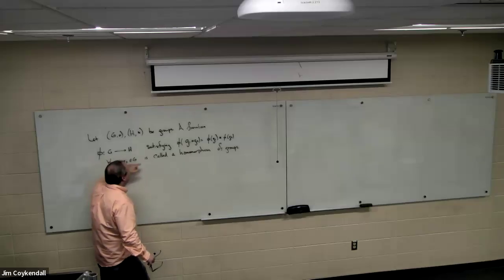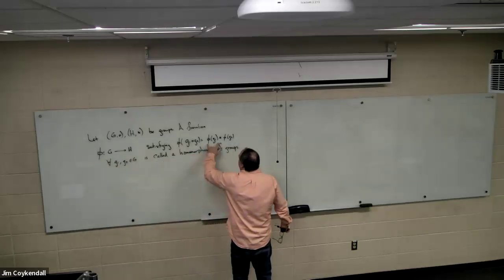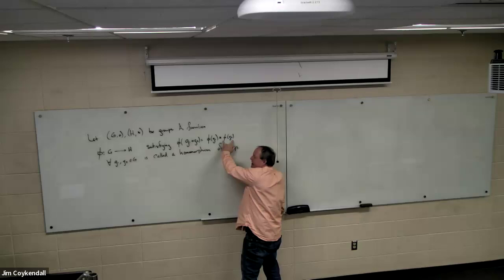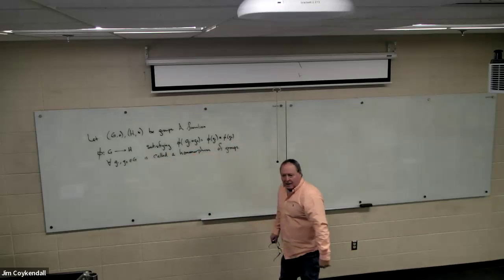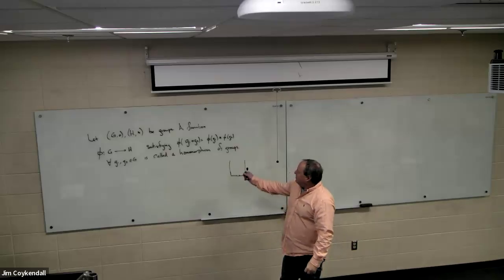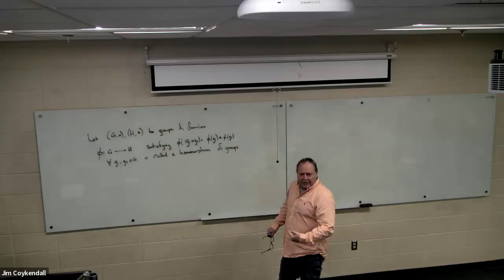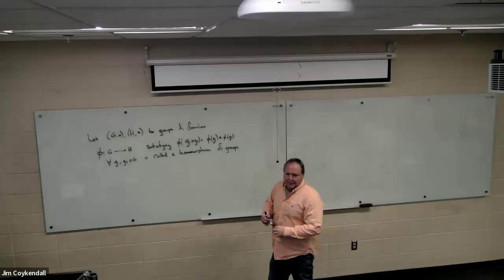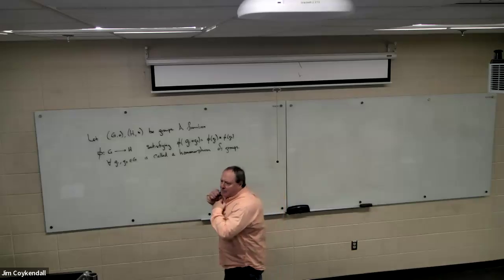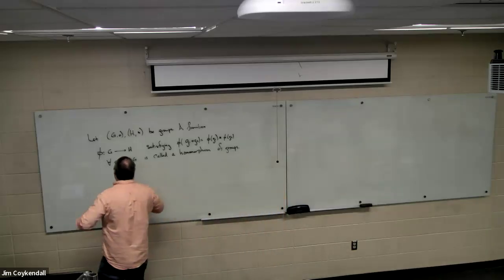Now, phi of g1 is an element of H, and phi of g2 is an element of H, and so the new operation here is star. It's got to respect the operation this way. If you have a function from G to H that satisfies this, respecting the operation, this is called a homomorphism of groups. Now I can add other sort of modifiers.